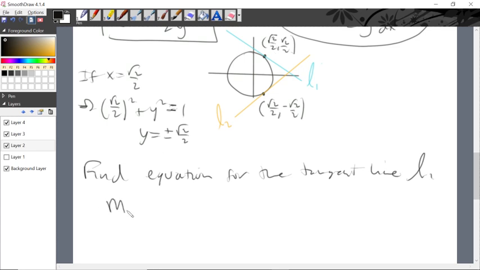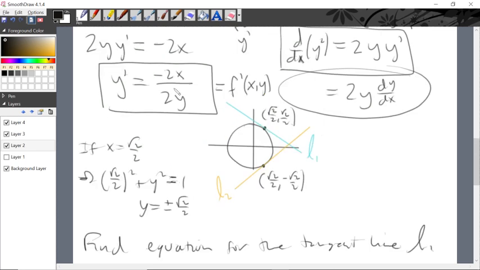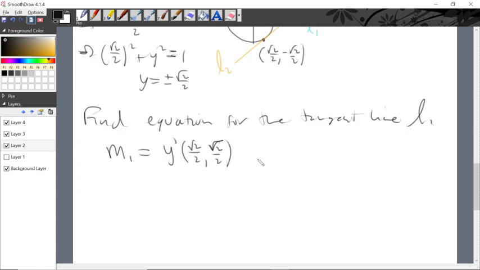Okay. So the slope of that line, I'll call it M1, can be found by taking the formula for y prime and plugging in the coordinates root 2 over 2, root 2 over 2. It's plugging in both an x value and a y value. And of course, this simplifies. I can cancel these twos with each other, so we just get negative x over y. And so by that formula, we get negative the x value divided by the y value, and that equals negative 1. And that matches with the answer that we got earlier when we did this explicitly.